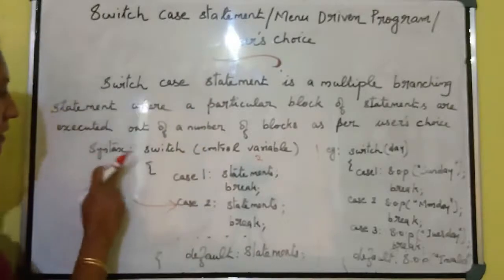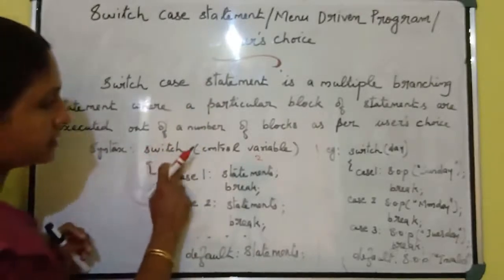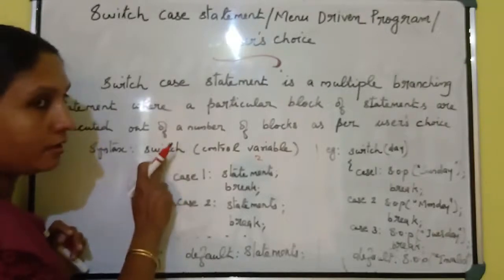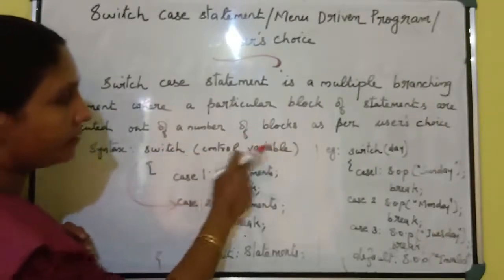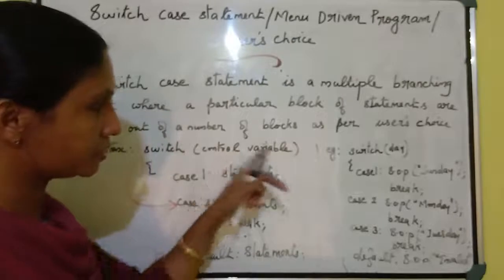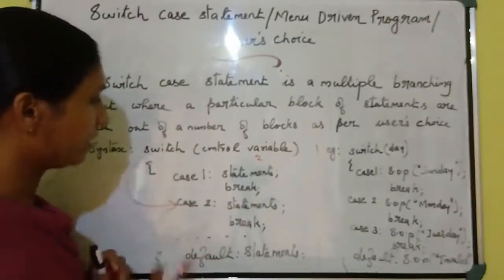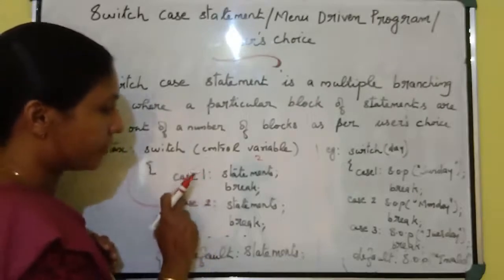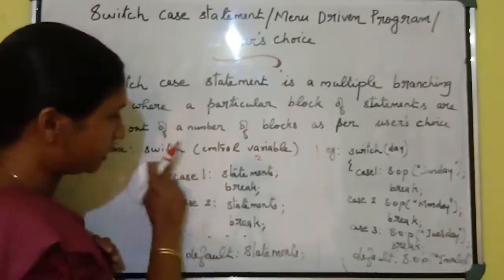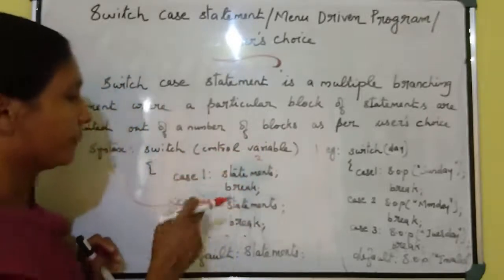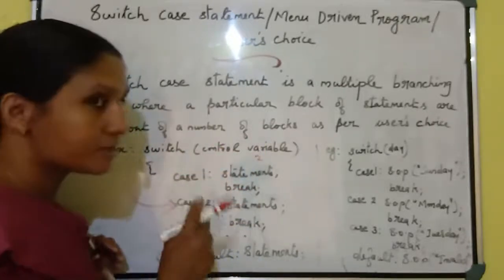What's the syntax? See, the syntax is here. This is a keyword. So first we write switch, in small letter. In brackets we write the control variable. This control variable always controls these options. In brackets we write the first case value. This is also a keyword, written in small letter. Here also small letter. Here you can use any variable, no problem. And this one represents the value.